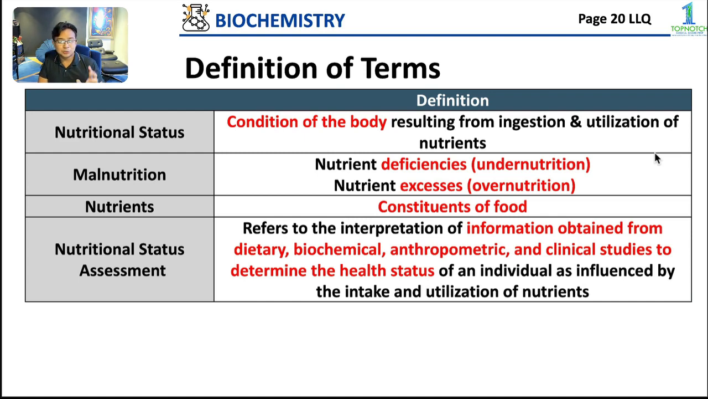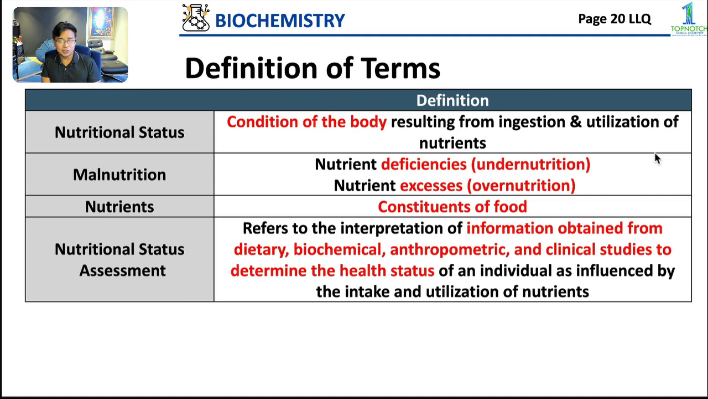Ang usual misconception dyan ay malnutrition only refers to undernutrition. That is false. Overnutrition, such as obesity, is still under malnutrition. Recall the etymology of the malnutrition term. Mal means bad, meaning pangit or deranged. And of course, ang sobra at ang kulang are still bad for the body.